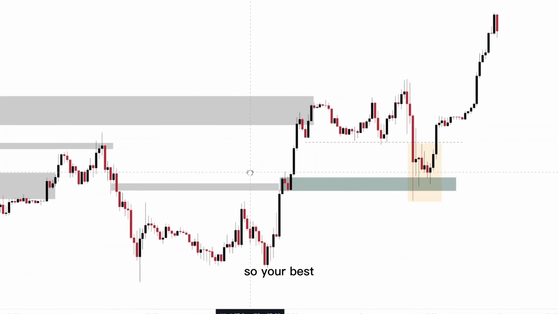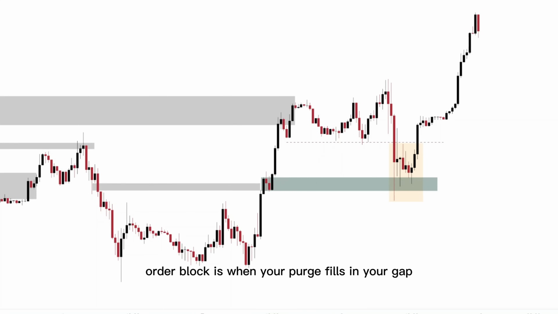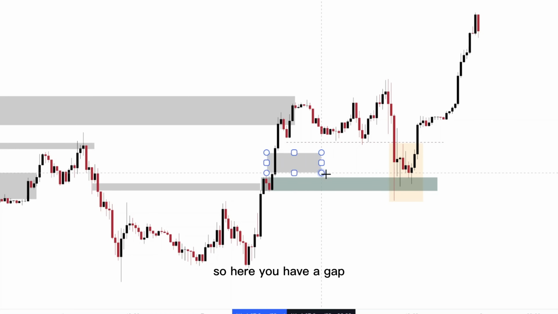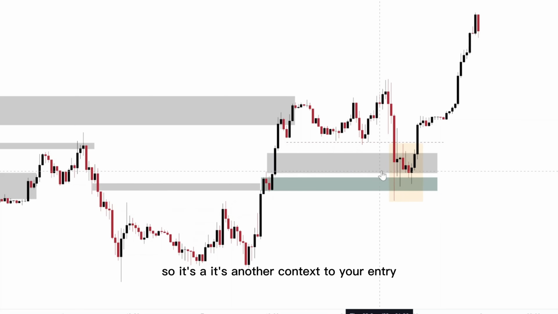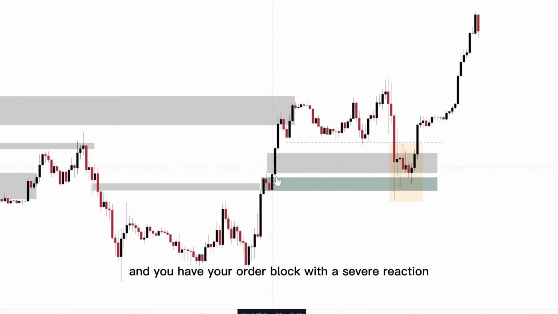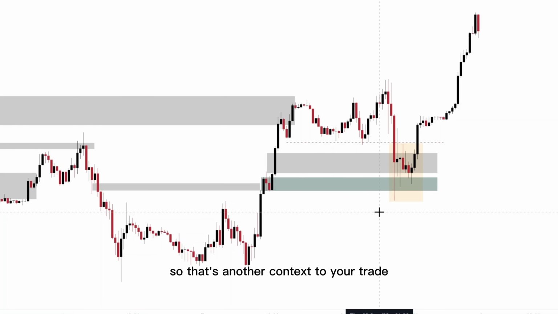So your best inducement purge setup going onto your order block is when your purge fills in your gap. So here you have a gap that your purge fills in. So it's another context to your entry. So not only do you have your inducement and your order block with a severe reaction, now you have your volume gap that must be filled. So that's another context to your trade.